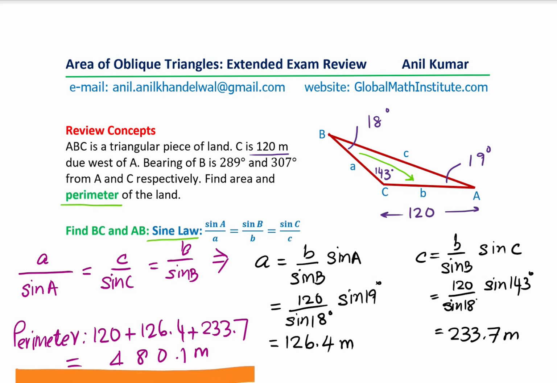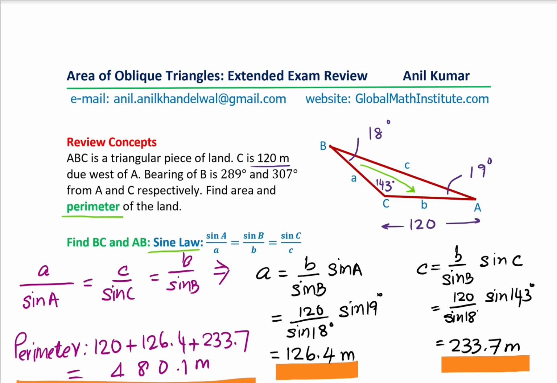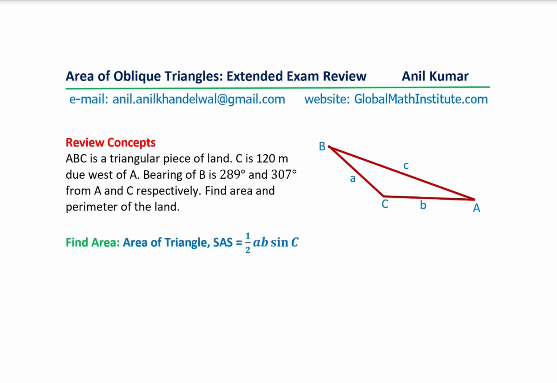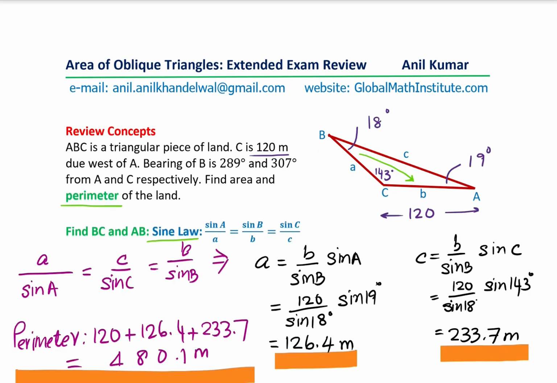Correct? Now, with the known sides, we can always find the area. So we'll move on to the next page, write down the calculated sides, and then work out the area. So 126.4 meters is A. So let me write down that value. So A is 126.4. B is given to us as 120, and C was 233.7.